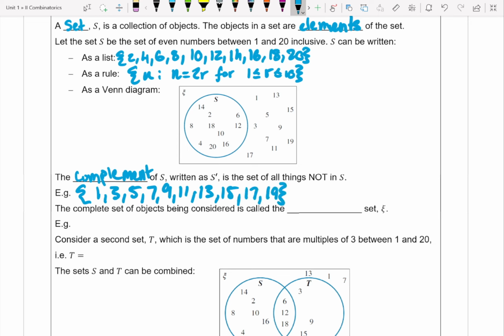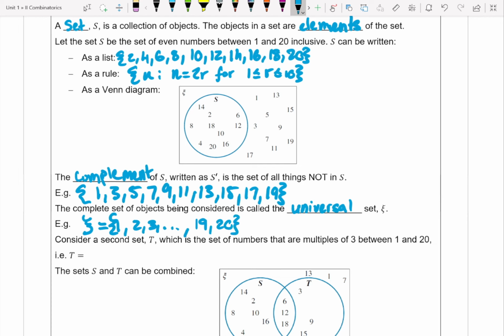The complete set of objects being considered is called the universal set. And that's notated by this Greek letter here. So for example, our universal set in this case is going to be equal to all of the numbers from 1 to 20. So continuing that on, we'd get to 19, 20.